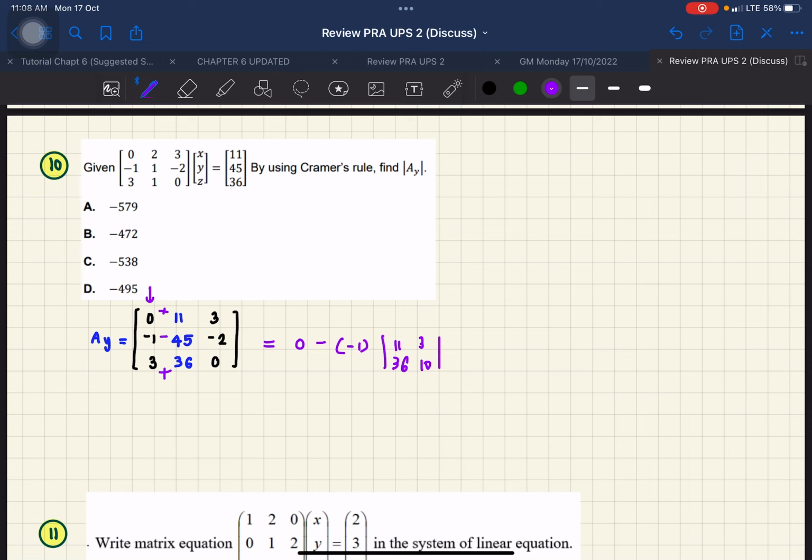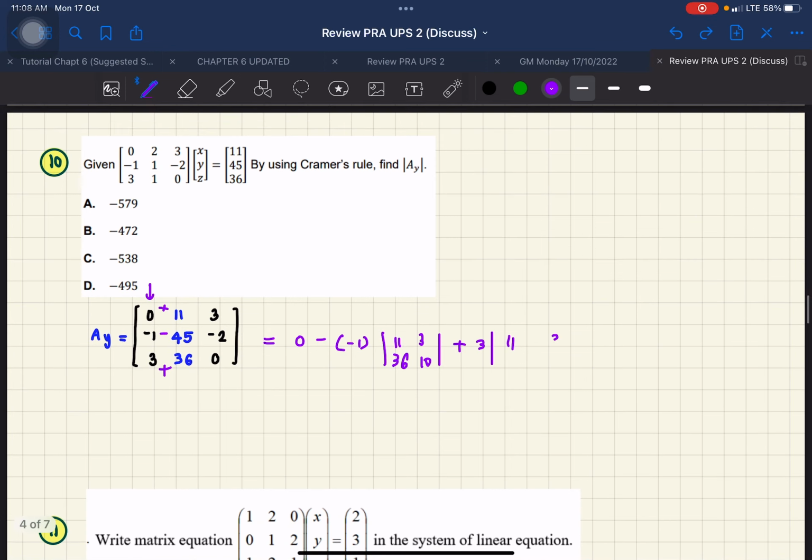This one. Okay, and then lastly, plus with 3. Okay, so kita ada element 3, masukkan kat sini. So kita buang this column, buang this row, dapat 11, 3, 45, negative 2. Settle. Okay, so daripada sini, bolehlah terus pakai kalkulator sebenarnya. Okay, masukkan je dalam kalkulator awak. So, awak ada this one, positive.